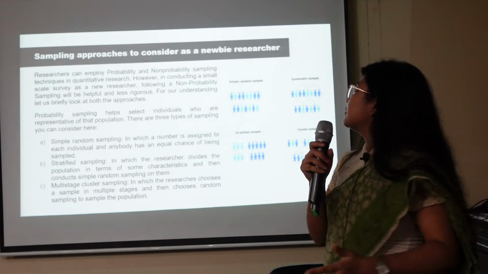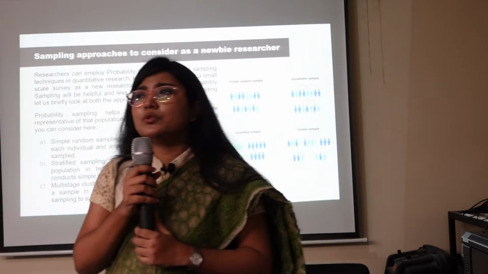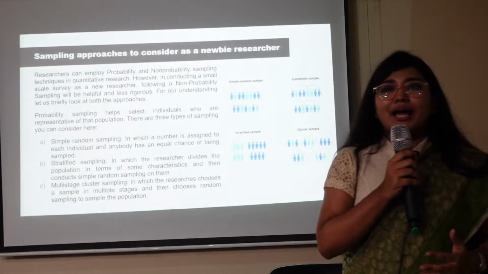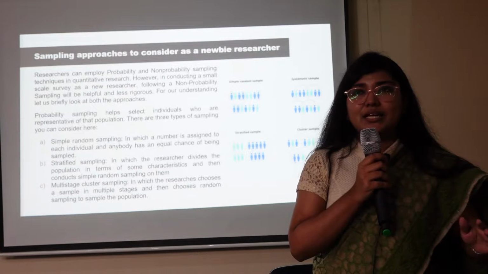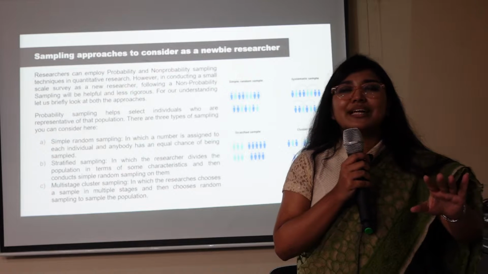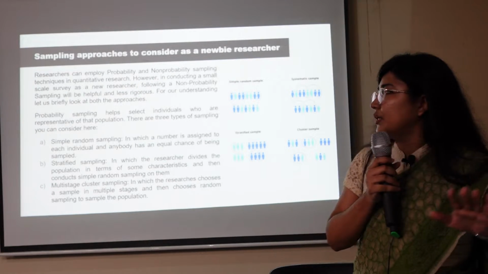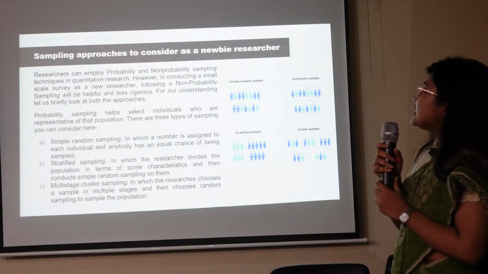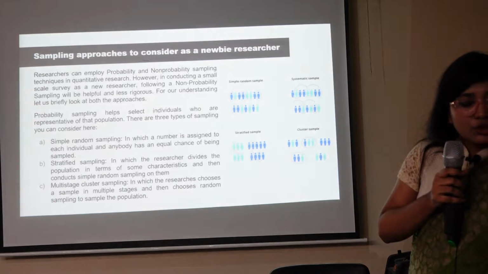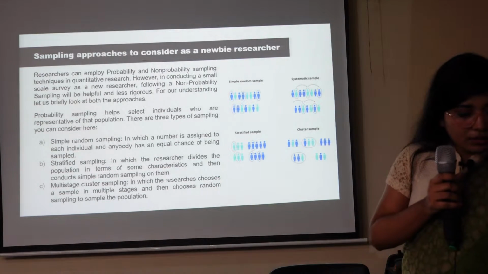Sampling approaches to consider as a newbie researcher. So, it's not like we would use all of them, but we need to know about them. At least know that they exist in order for us to be aware that whatever sampling that I am using, that is the only way that I can be most benefited. Alright, researchers can employ probability and non-probability sampling in what kind of research?